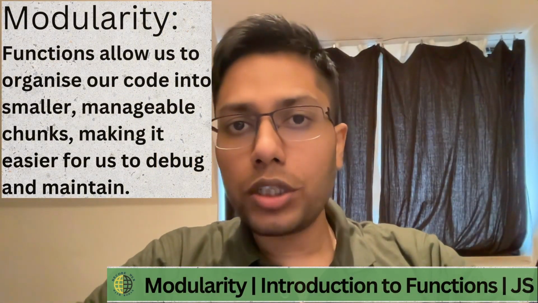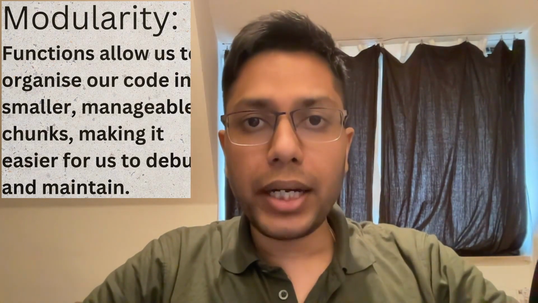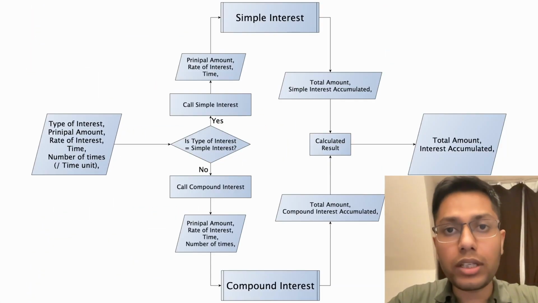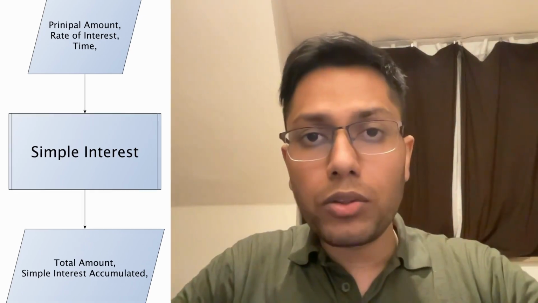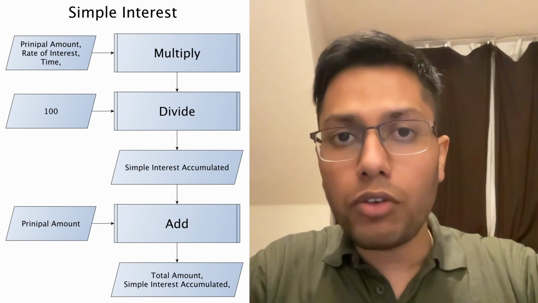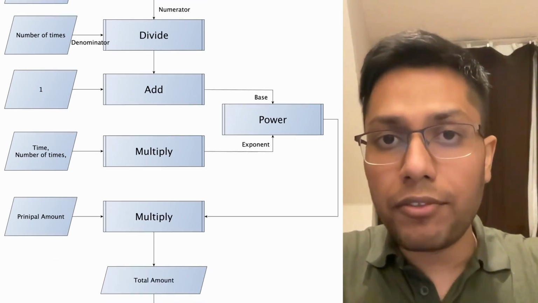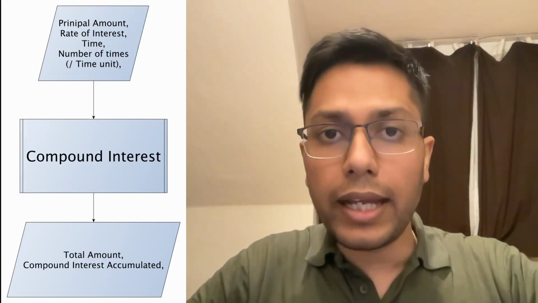Modularity. Functions allow us to organize our code into smaller, manageable chunks that is easier to debug and maintain. Take the example of interest calculation. If we zoom into the function, based on the type of interest, we will call either simple interest or compound interest function. If we zoom into the simple interest function, it's calling shared utility functions to perform a number of operations. Same if we zoom out and zoom into compound interest, where we will call several utility functions several times. One of them will give us interest accumulated and the total amount. So breaking a complex problem into sub-problems and then putting it back together.